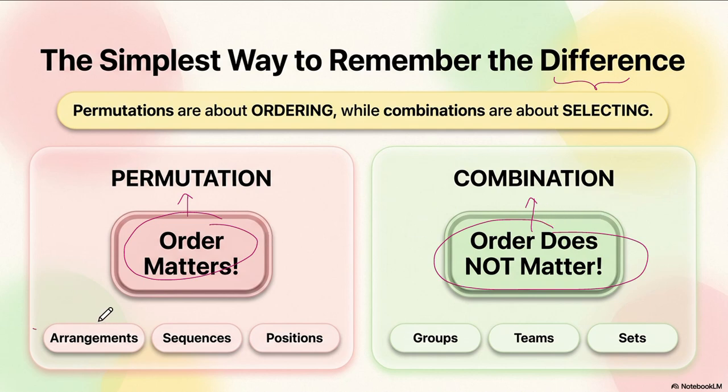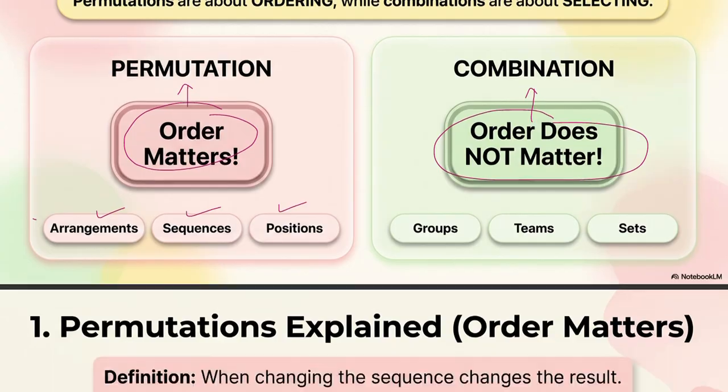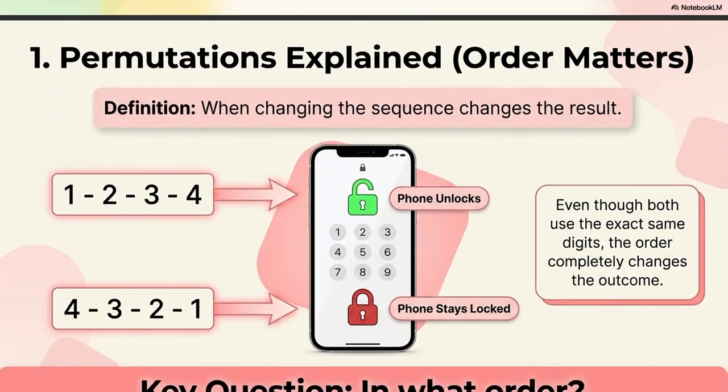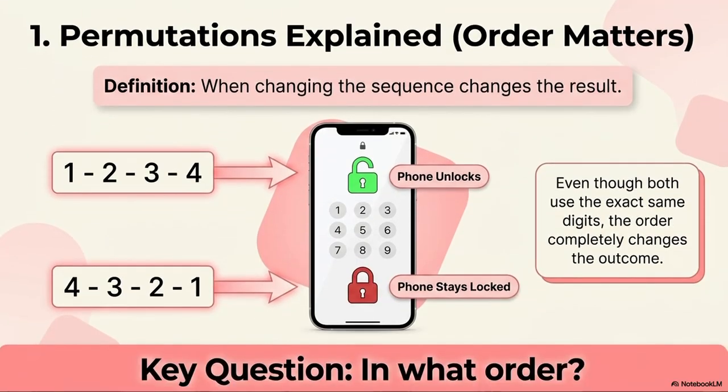Whenever we are finding any arrangement, sequence, or position, that is when order matters. Let's see first of all, for example, you have to make passwords. Let's say if I give you four numbers, 1 2 3 4. By using these four digits, how many different passwords can you make? Let's assume you have to pick any two numbers out of these four digits and make the password.